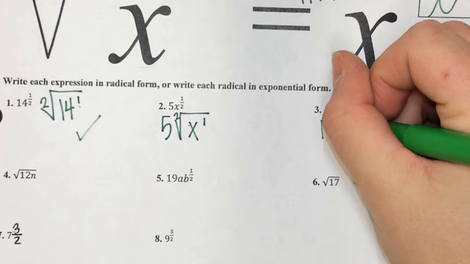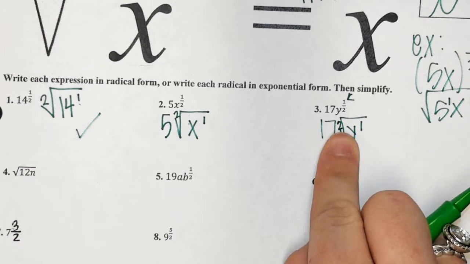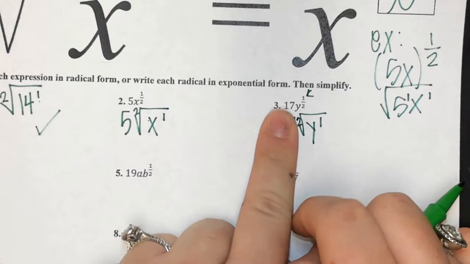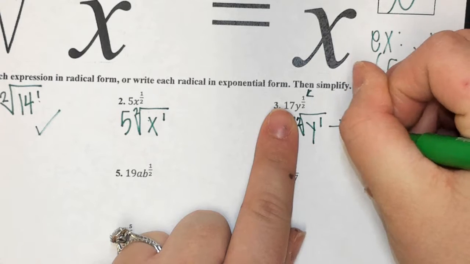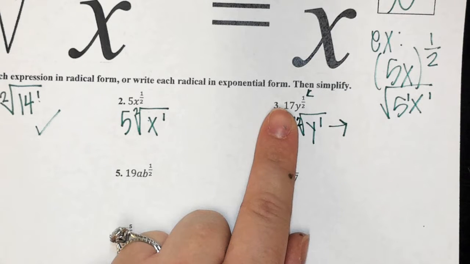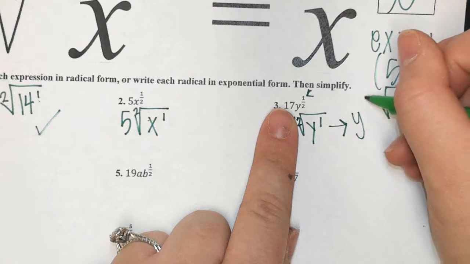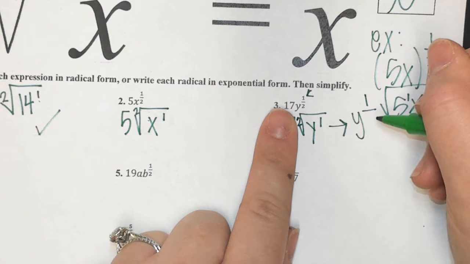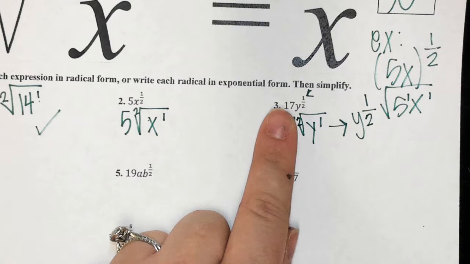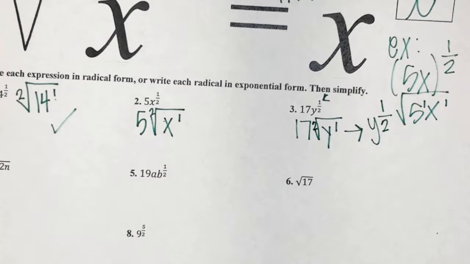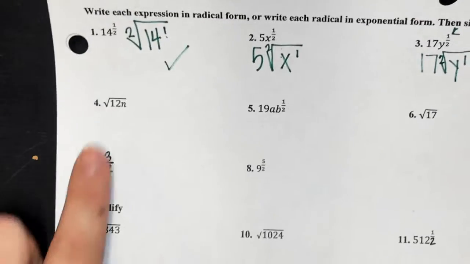If you don't like not seeing your 2, you can write it there. Here's your 2 right here. So if I blocked out this 17 and I had the square root of y to the first power, how do I take it back to rational exponent form? What's your exponent? 1, so your 1 goes up, and what's your index? 2, so your 2 comes over. Okay, that's a great question. Can we keep going? Okay, let's keep going.